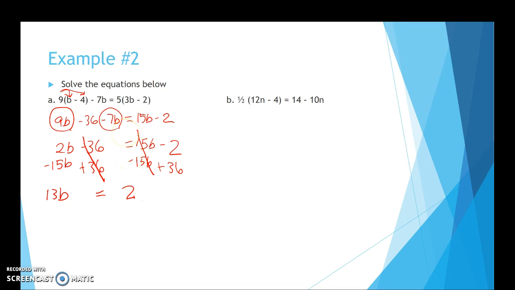Actually, I wrote that down wrong. I needed to distribute the 5 to the 2, so this should be negative 10. So when we add 36, then we get 26. So now what I'm going to do is divide 13 to both sides. 26 divided by 13 is going to give me b equals 2.